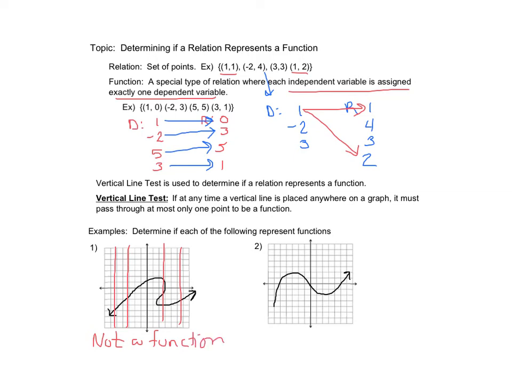If I do the same thing on my second graph, I notice that whenever I draw a vertical line, and it seems to not matter where, I am always only passing through at most one point. So I'm going to go ahead and say yes, this is a function.